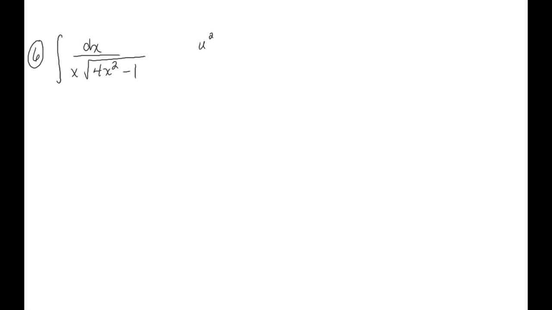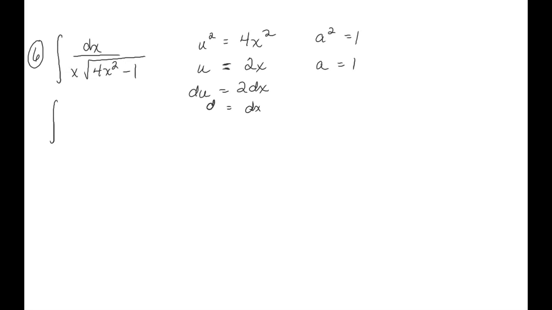I'm going to say, okay, well, it looks like u squared is 4x squared. So u equals what? 2x? Right, Merrick. And that means du is 2 dx. Our a squared is 1, so a is 1. That's kind of nice. I'm going to put in all my substitutions, and I'm going to have to be a little bit careful here. dx is du over 2, and x is u over 2.